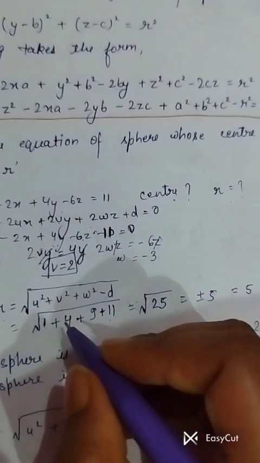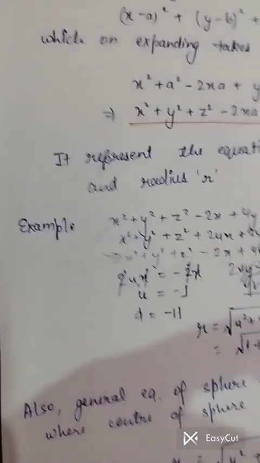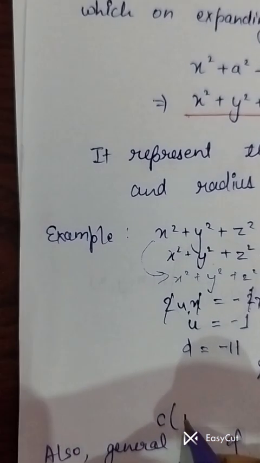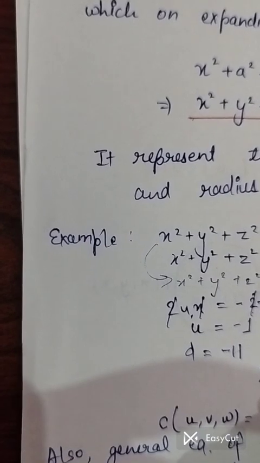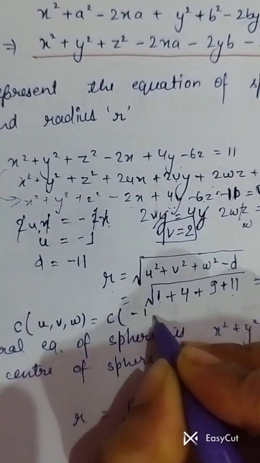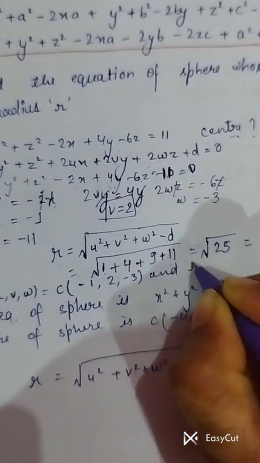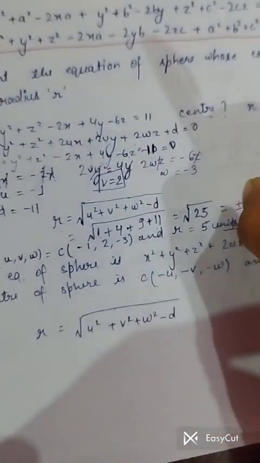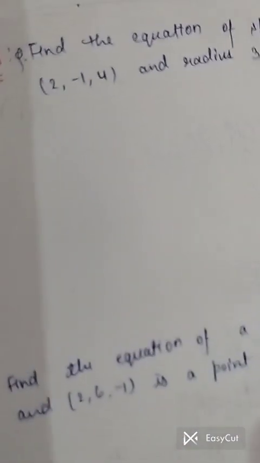So in the question it is asked the center point and the radius. Therefore the center, let us say it is C, the coordinates are u comma v comma w, that is C minus 1 comma 2 comma minus 3, and radius will be 5 units. This is our answer for the above problem. So let us see some more problems related to this topic.